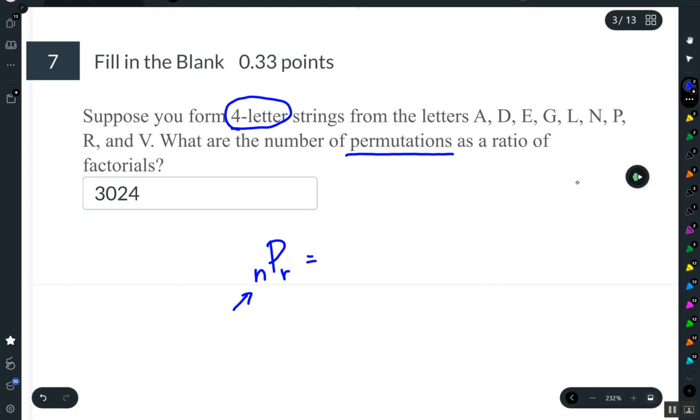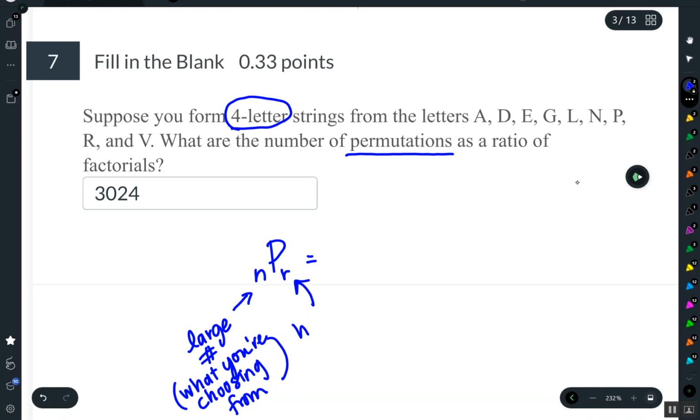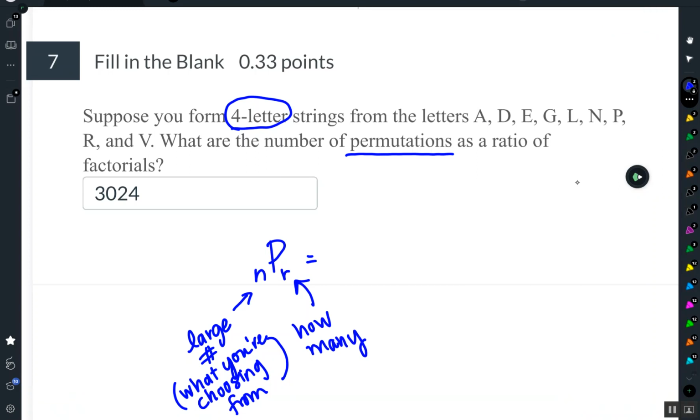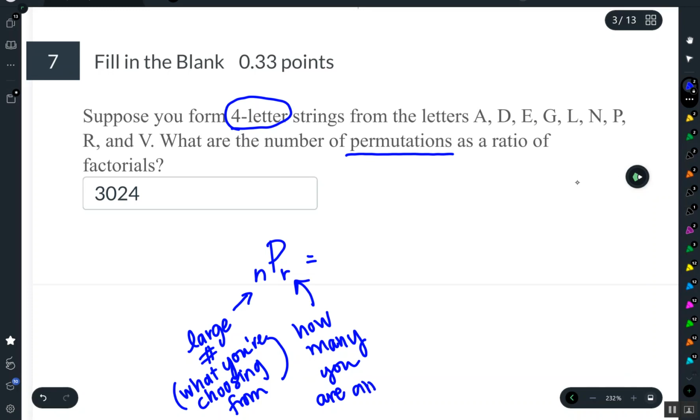is you have this large number n, which is what you're choosing from. So you have like a list of things. And then r is how many you are arranging. How many of those n things are you arranging? And it has to have an arrangement in order. Okay, and then the formula is n factorial divided by n minus r factorial.